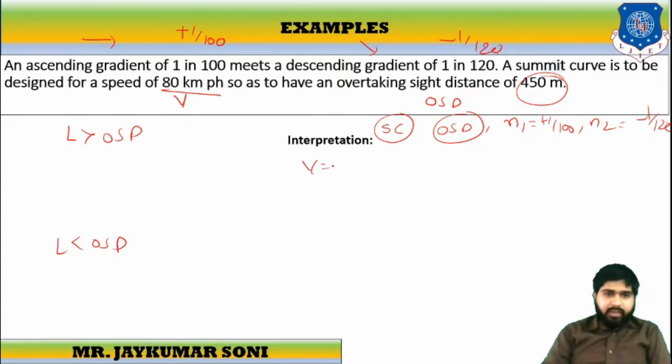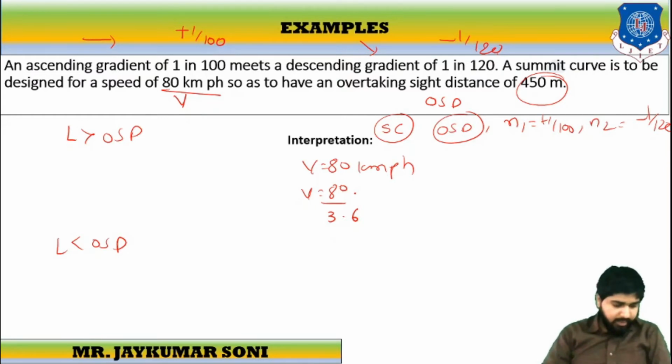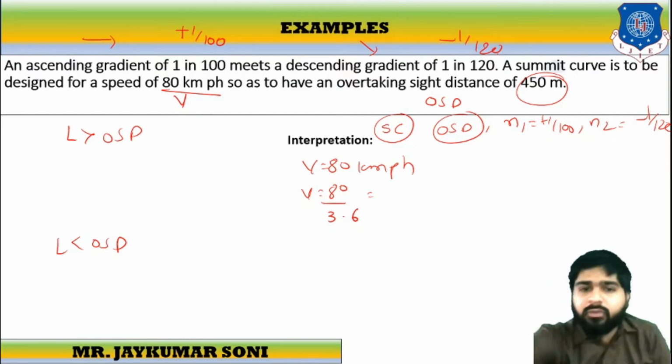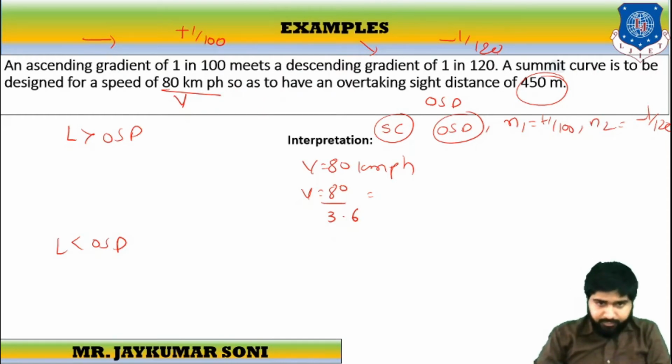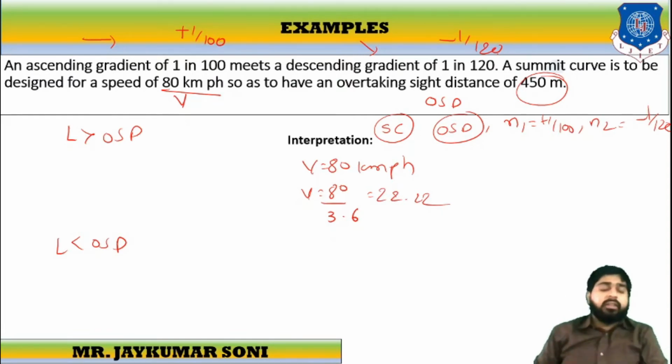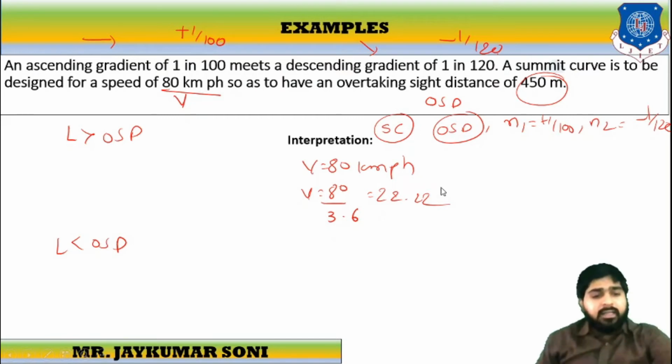The speed is given as 80 kmph. If we convert it into meters per second, this will be 22.22 meters per second. But we are already having the equations where L is more than OSD and L is less than OSD.